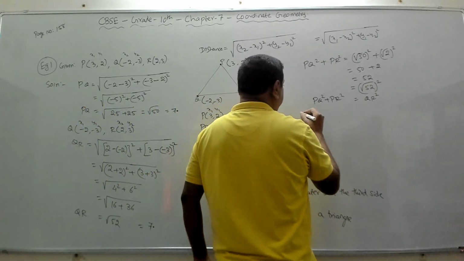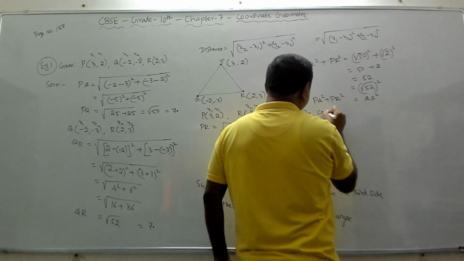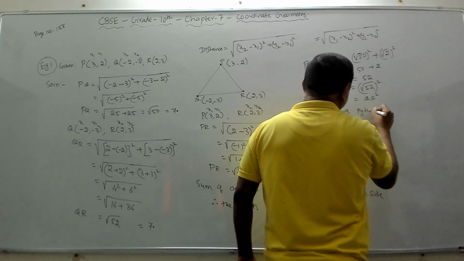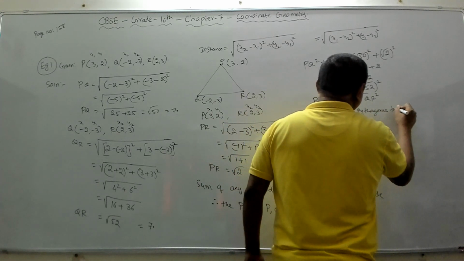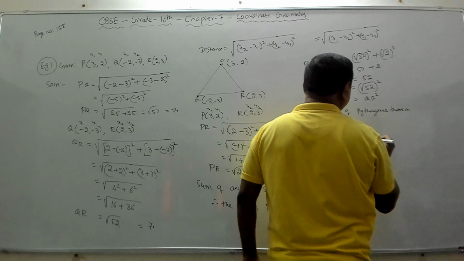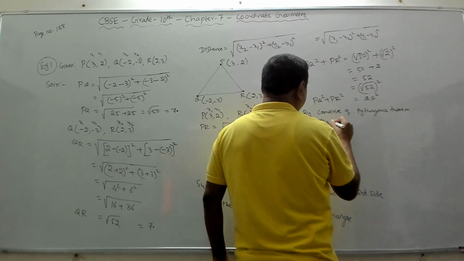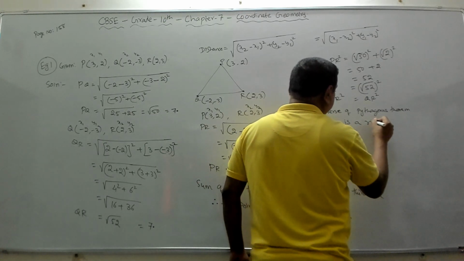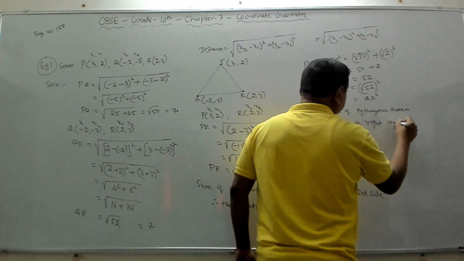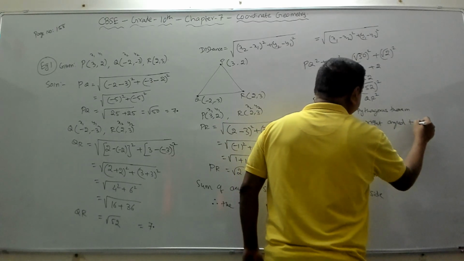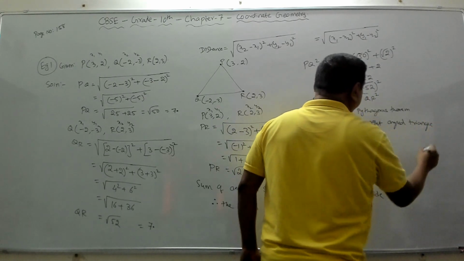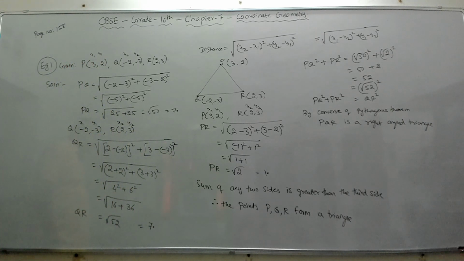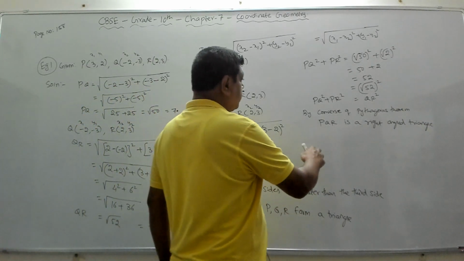So we'll say by converse of Pythagoras theorem, PQR is a right angled triangle. It's a right angle triangle, and we can also say it is right angled at what? Or we can say right triangle. What? It's a right angle triangle.